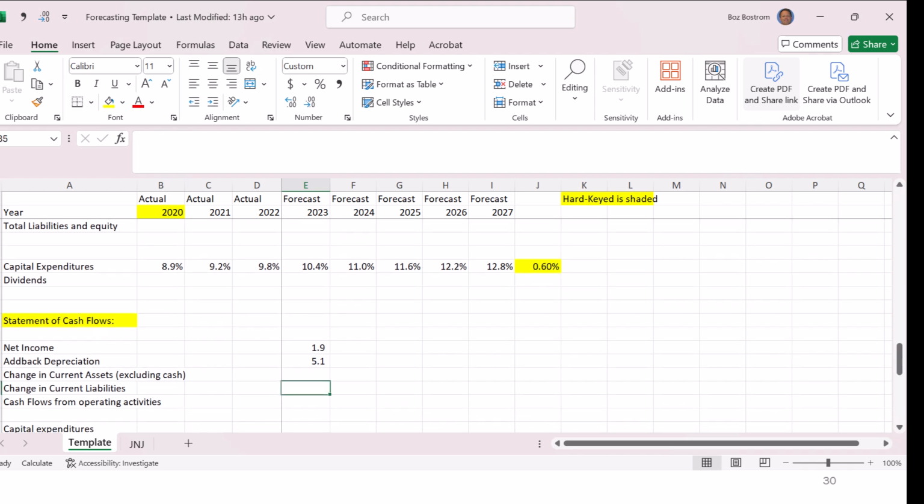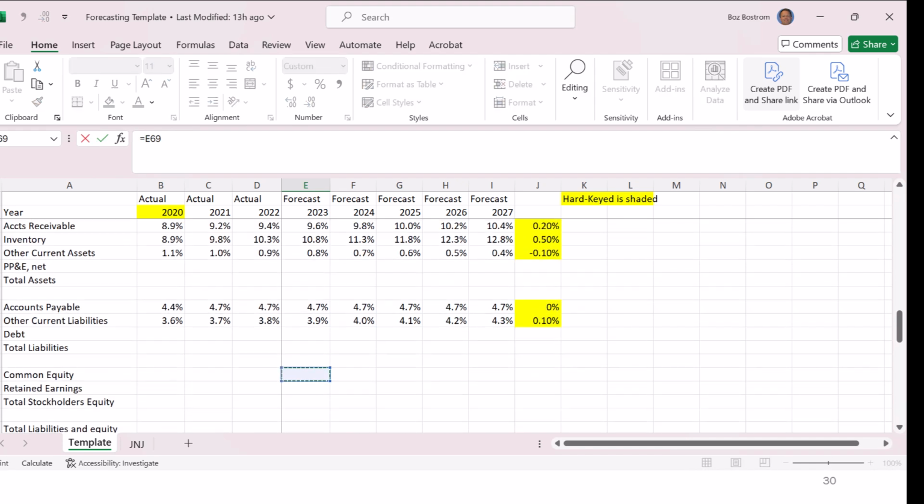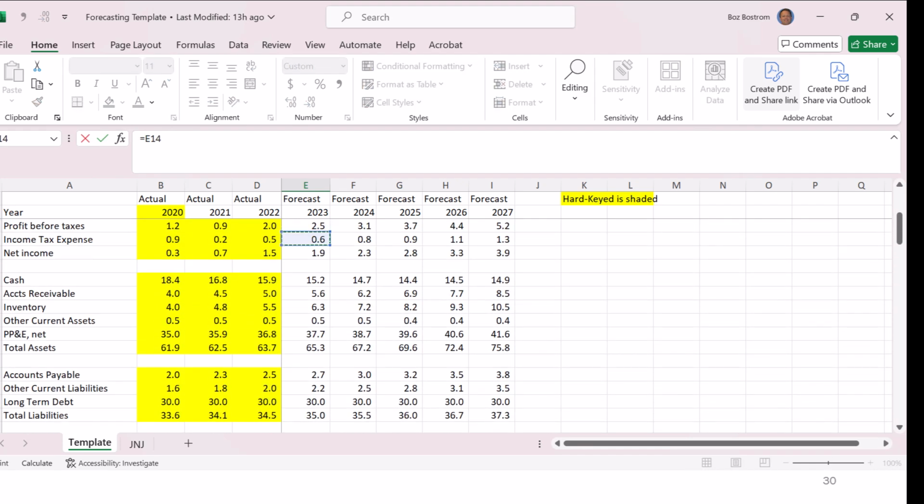Now change in current assets excluding cash. If current assets go up, this is going to be a decrease on the statement of cash flows. And if current assets go down, it's going to be an increase on the statement of cash flows. So what I do is I do equals, and then I will go up to my current assets, not including cash. So I'll be taking accounts receivable. I'll add to that inventory. I'll add to that other current assets, and I want to subtract off the ending balances.